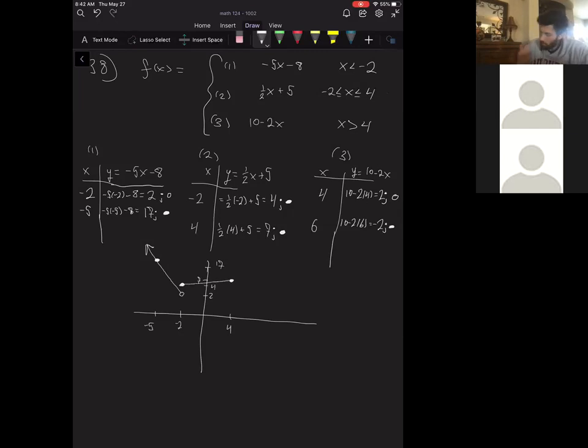Okay, now for the last equation, it says at 4, 2, we have an open circle. And then at 6, minus 2, we have a closed circle. And then we connect those dots together. Okay, and so this would be the graph of the piecewise function.